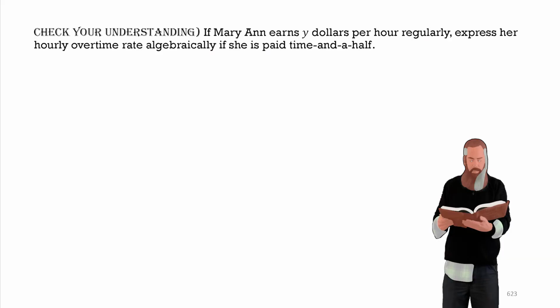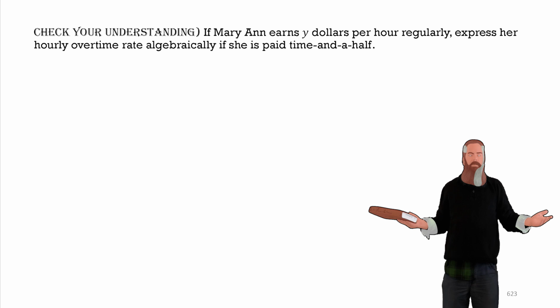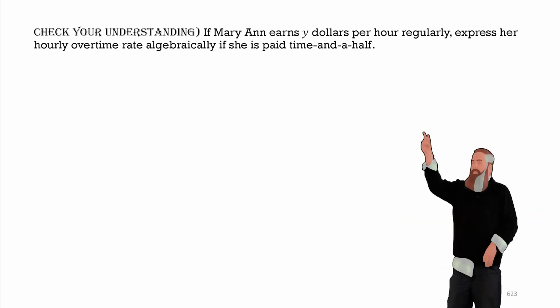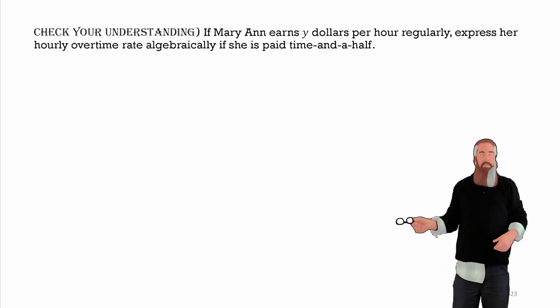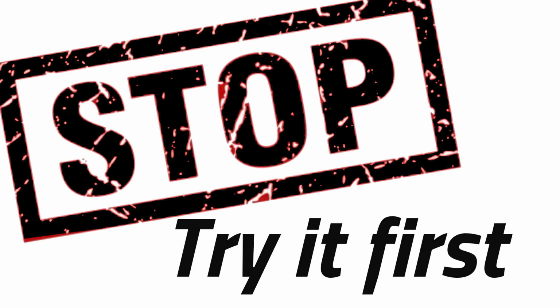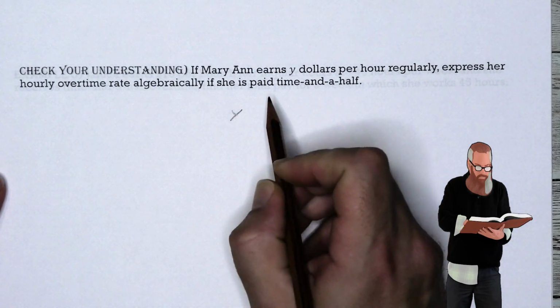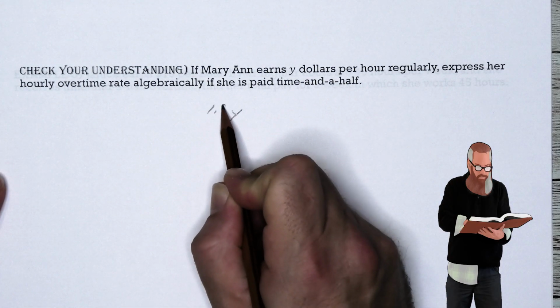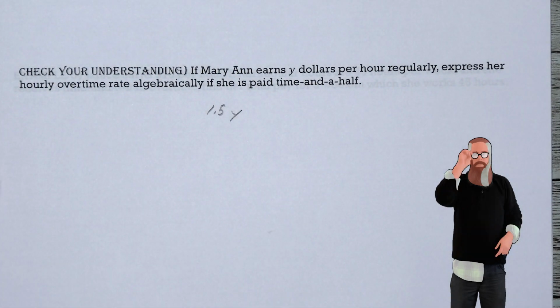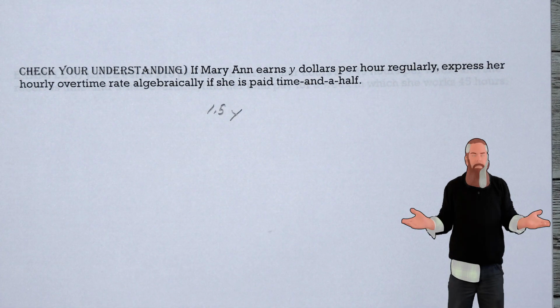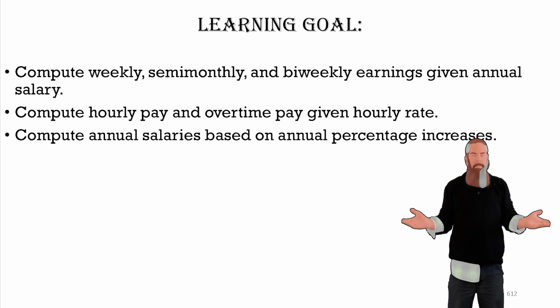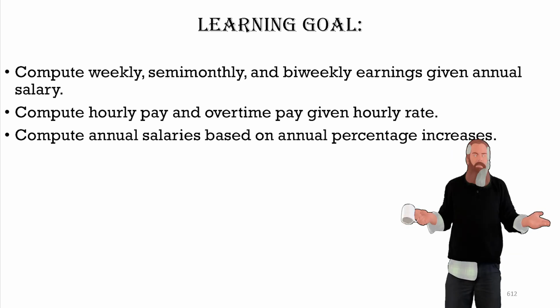If Mary Ann earns Y dollars per hour regularly, express her overtime rate algebraically if she's paid time and a half. Well, Y dollars per hour, and if we multiply that by 1.5, we can find the value of that overtime hour. Now, let's compute hourly pay and overtime pay given the hourly rate.